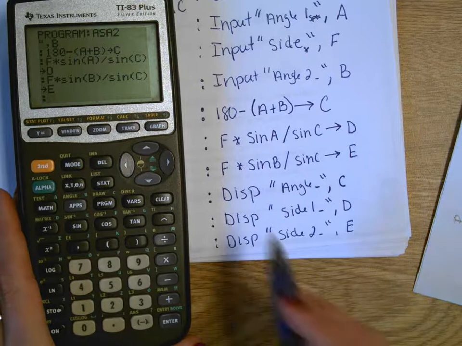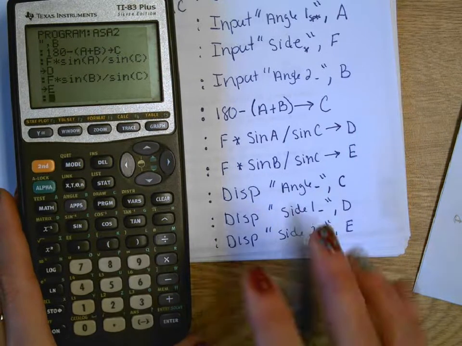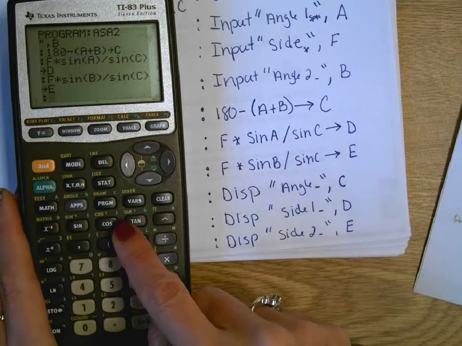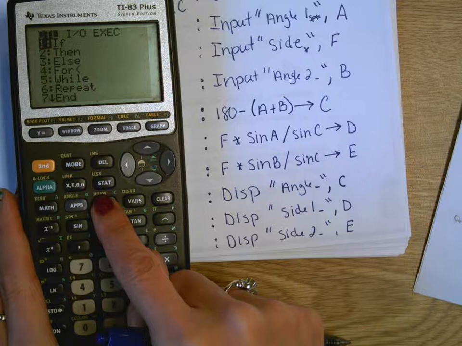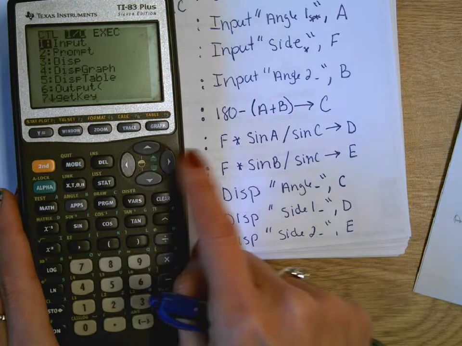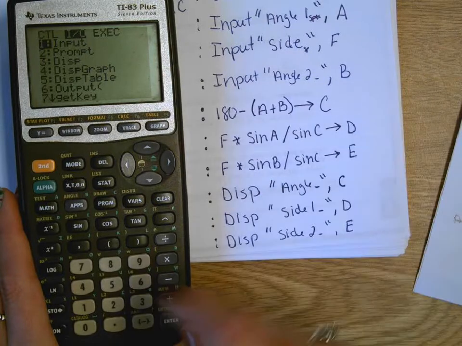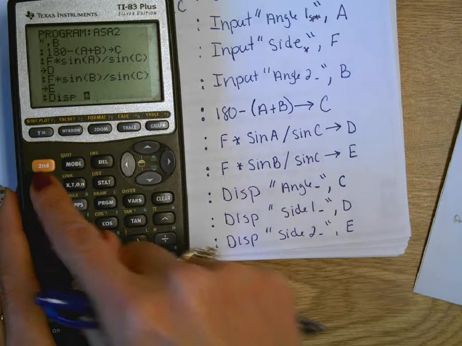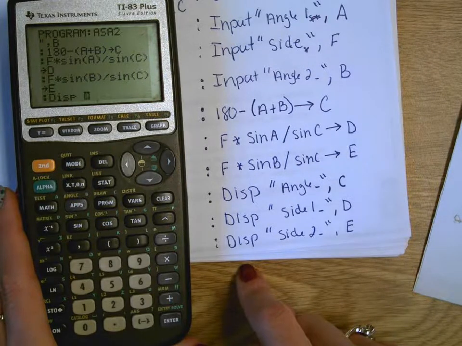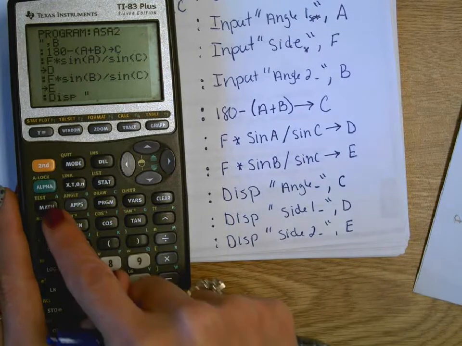All right, ready. Okay, so display is going to be under that input-output thing. So press program, over to I/O. And disp is number 3 for display. And then you get your alpha lock going on here. Alpha lock, quotations, angle.